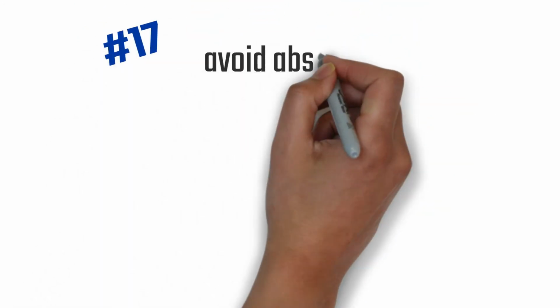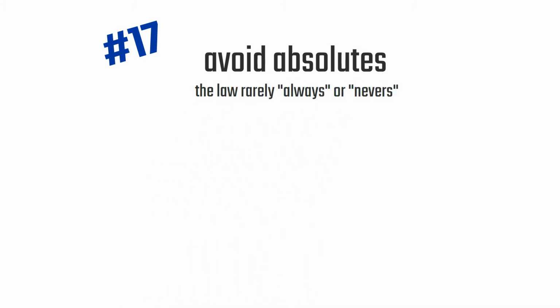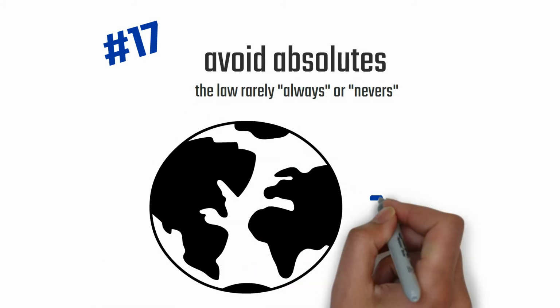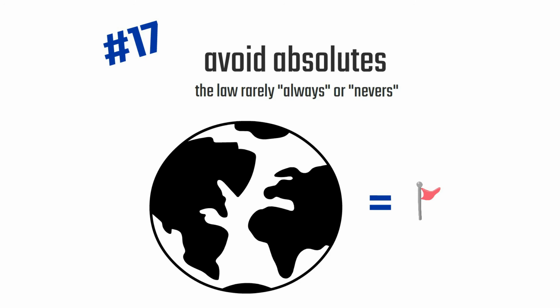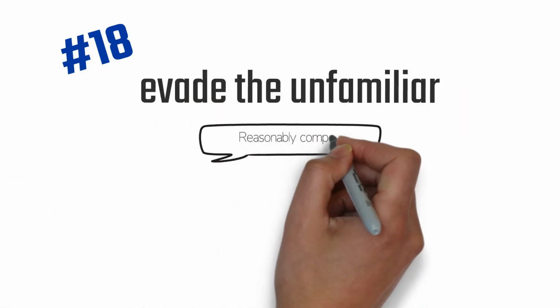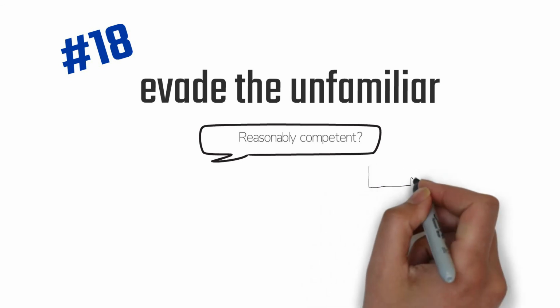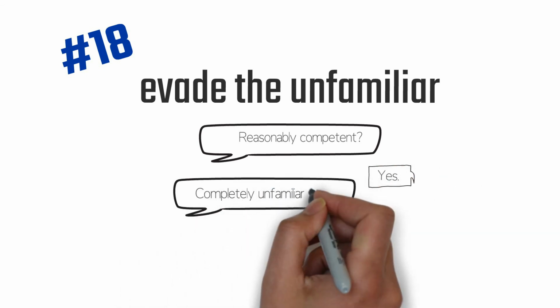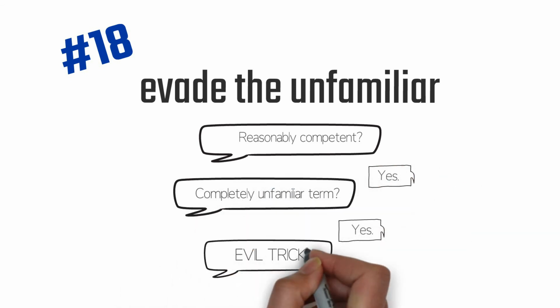Tip number 17, avoid absolutes. The law rarely deals in always or nevers. Answers suggesting a black and white world are usually red flags. Tip number 18, evade the unfamiliar. Test writers like to make up new Latin terms, rules, and exceptions. If you're reasonably competent in an area, odds are that anything that sounds completely unfamiliar is an evil trick.